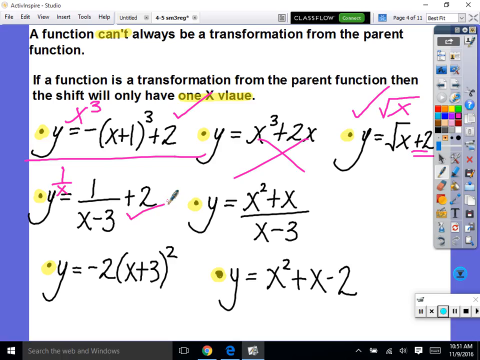This one's a yes. What about this rational? No. We will graph these a little bit differently. That's what we're learning next time. Not a shift from the parent function. And this would be a yes, and this would be a no. Correct, everybody? Okay, awesome. We all understand.